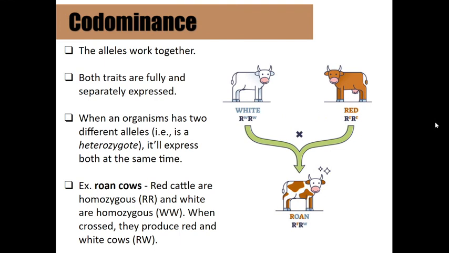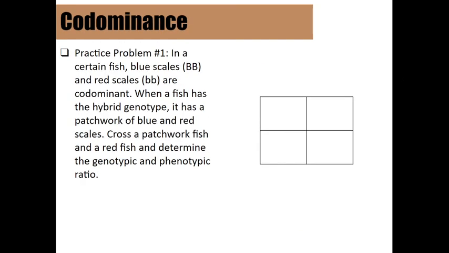So the difference between codominance and incomplete dominance is that in incomplete dominance, you're mixing colors just like you would in paint. So you can't necessarily see the red and you can't necessarily see the white because it comes out pink. But with this, we have a white parent and we have a red parent. And you can see both colors are fully expressed on the baby cow. So let's do a practice problem.